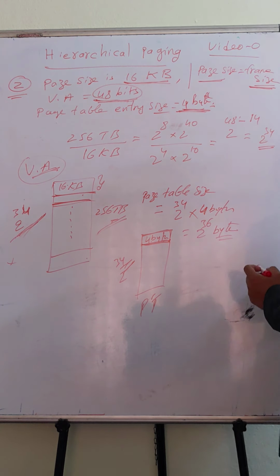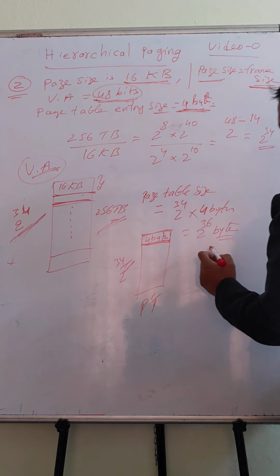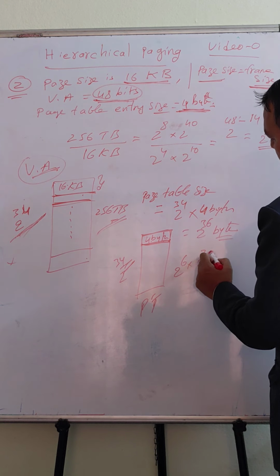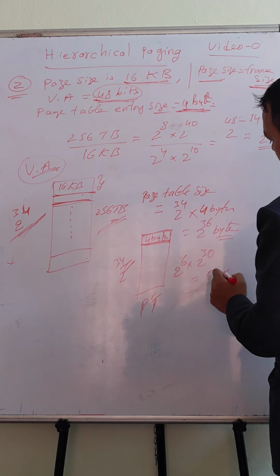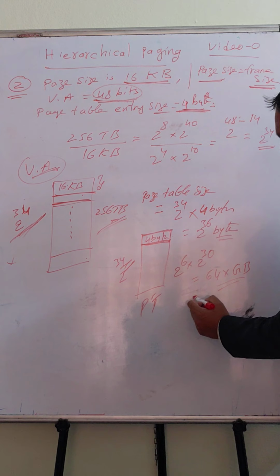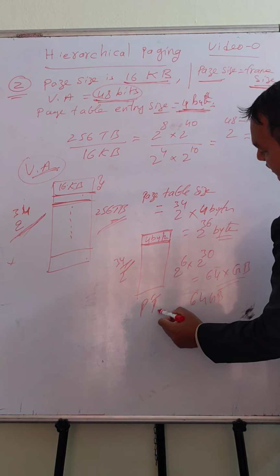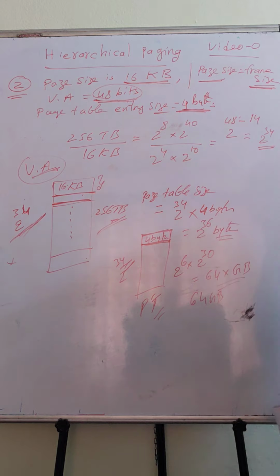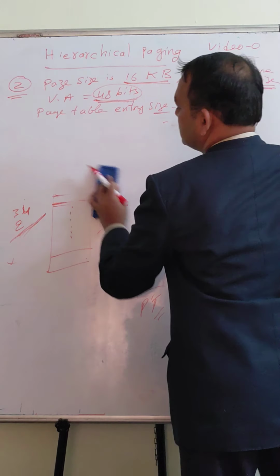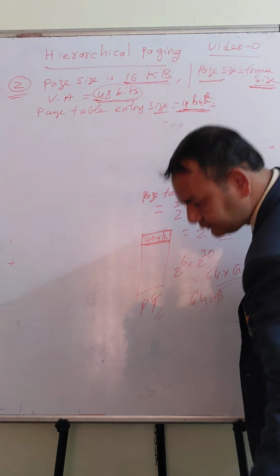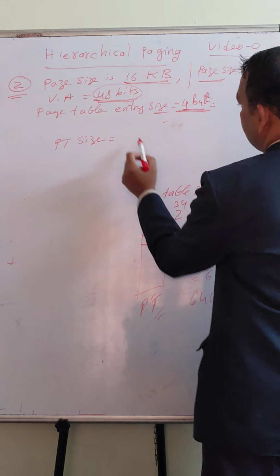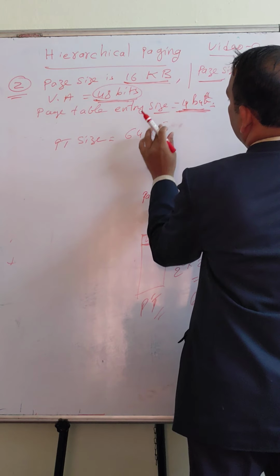What is this 2 power 36? 2 power 36 is nothing but 2 power 6 into 2 power 30, which is 64 into 1 GB. This is 64 GB, the page table size. We have calculated just now that the page table size is, my dear friends, 64 GB.